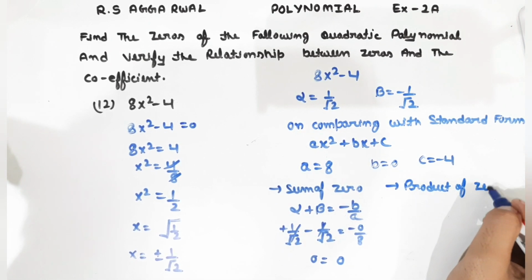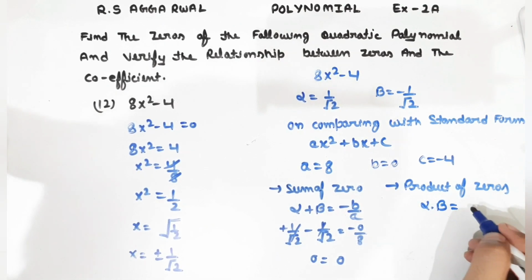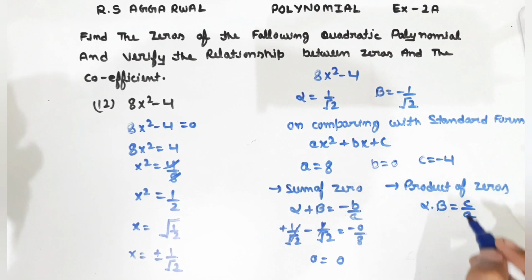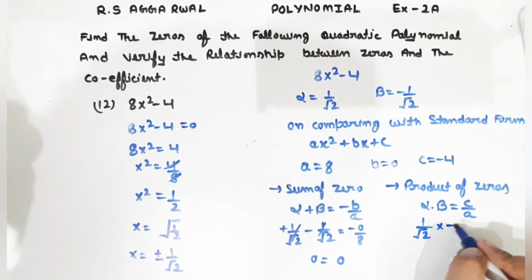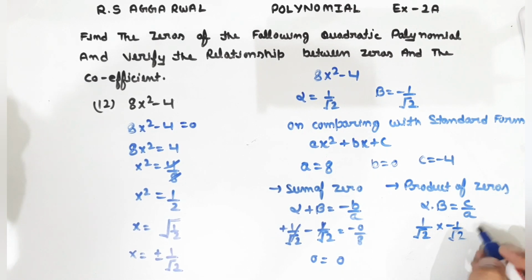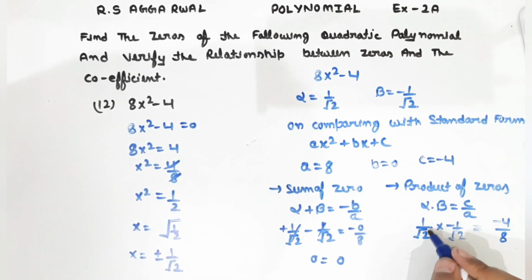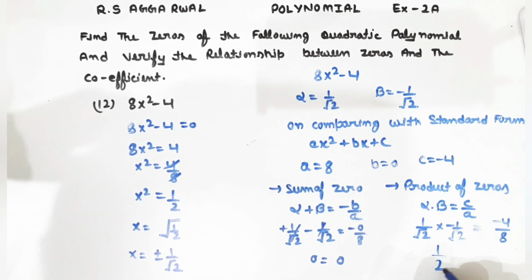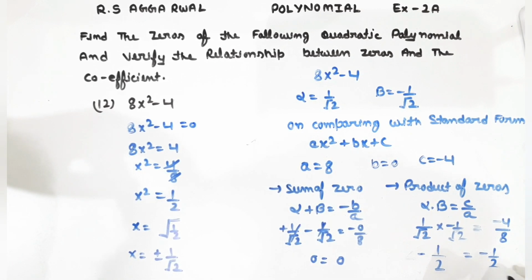Now product of zeros will be alpha into beta equal to c upon a. So our alpha is 1 upon root 2 and beta is minus 1 upon root 2, that is equal to c, which is minus 4, and a is 8. 1 upon root 2 into minus 1 upon root 2 will be minus 1 upon 2, and this is minus 1 upon 2. So hence verified.